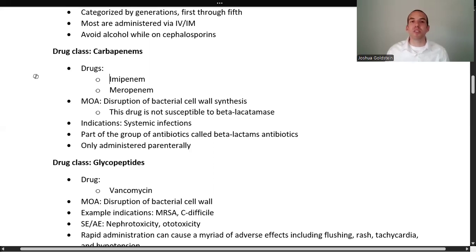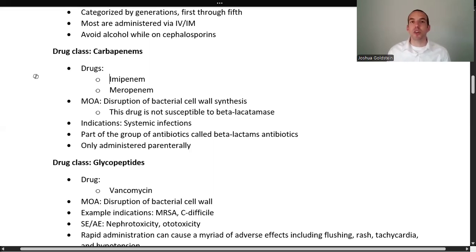Next, we have vancomycin. The drug class here is glycopeptides, but I've seen quite a few textbooks that don't put a drug class for this. They just leave it as vancomycin. Again, this works by disrupting the bacterial cell wall. We use this for MRSA, C. diff, and a few other things. Glycopeptides like vancomycin have a very specific and very much tested on in nursing school adverse effect of nephrotoxicity and ototoxicity. So it's harmful to the kidneys and it's harmful to the eyes.